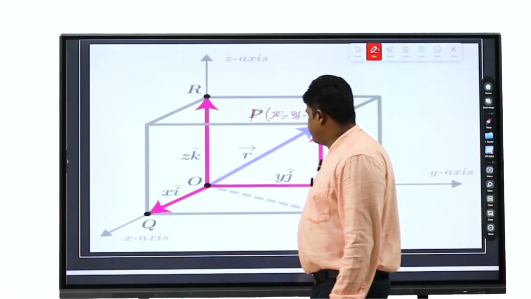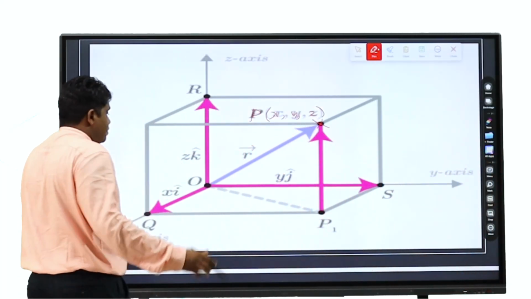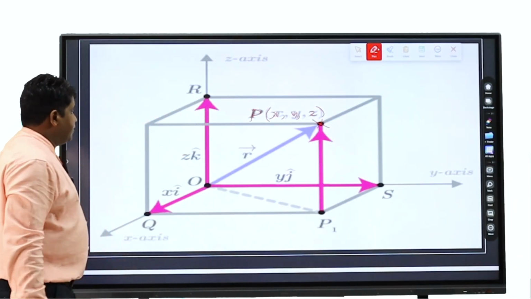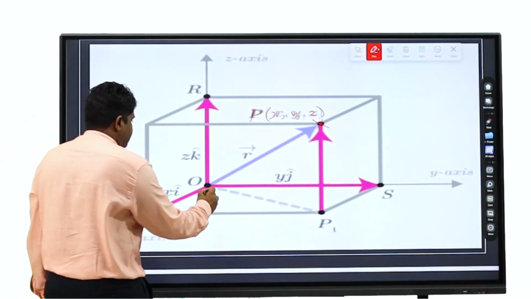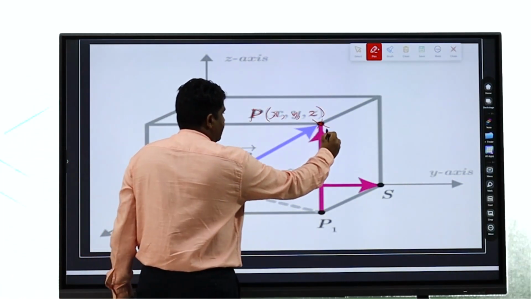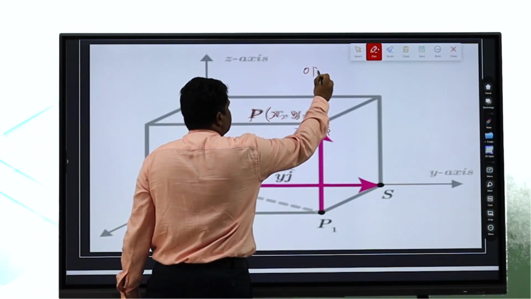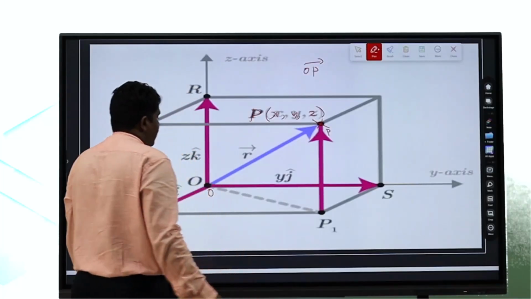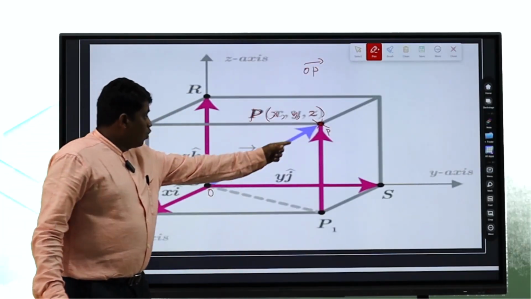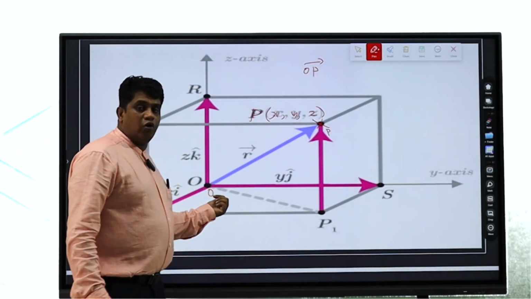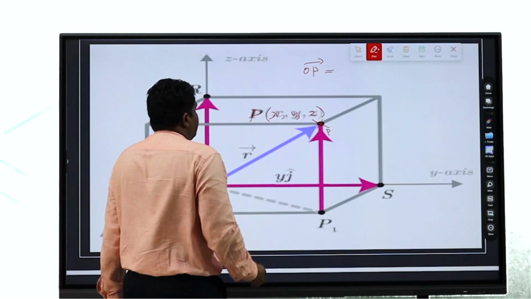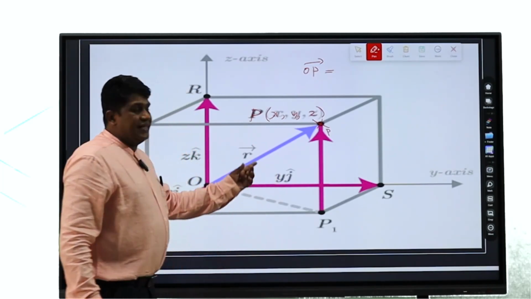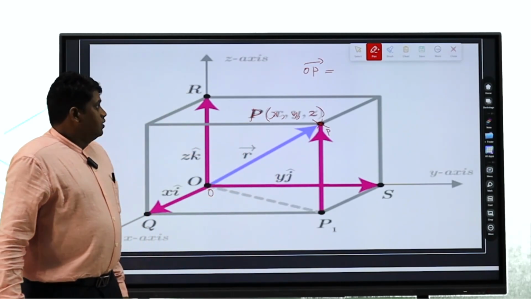Then we have to find the position vector OP. This is O and this is P, and OP is the position vector. Why is it a position vector? Because it locates the point P with respect to the origin. That is why OP is a position vector. So the coordinates of the point P are x, y, z.